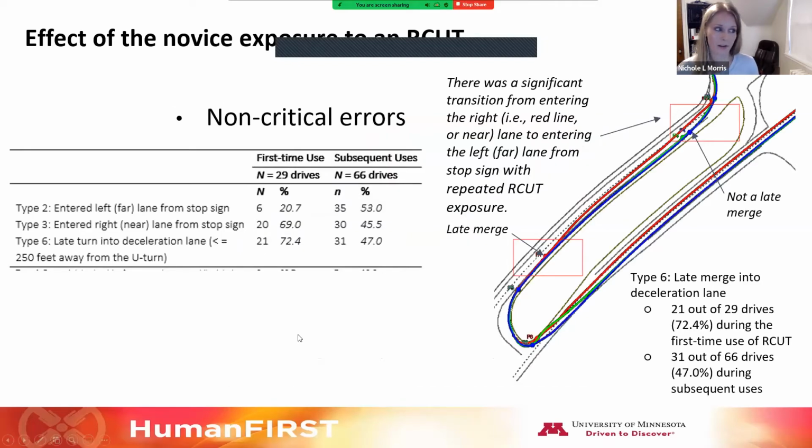We also had what we would call non-critical errors. Again, this is ticky-tacky stuff, but some risk of sideswipe collisions could happen with these types of errors. So we were really looking for them, because this was a very specific type of RCUT we were testing, where you should go really straight from the stop sign, cut across all lanes, and get yourself right into that deceleration lane. I should note that not all RCUTs are designed in this way. Sometimes it's a necessity to do it a different way and have that deceleration lane be further down the road. This one, they really needed to go straight in.